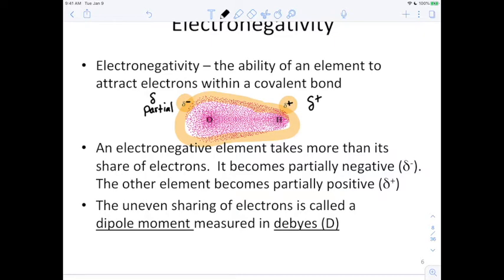All right, so an electronegative element takes more than its share of electrons, and therefore it becomes partially negative. Not fully negative, because it does not completely rip the electron off of its neighbor. It just spends more time with those electrons. So it's partially negative, and the other element is partially positive. Partially positive meaning that it hasn't fully lost the electrons, but it doesn't get to see them very often.